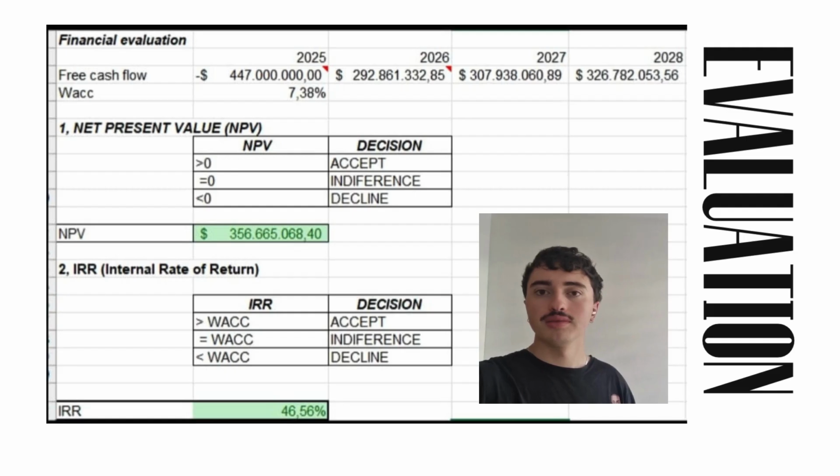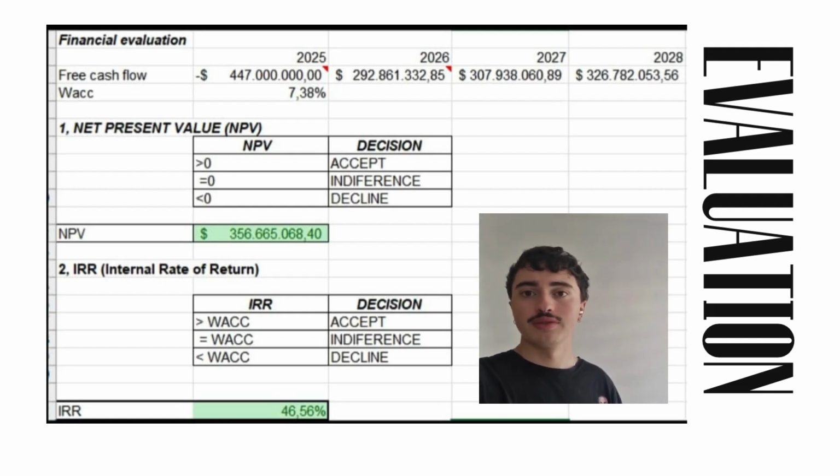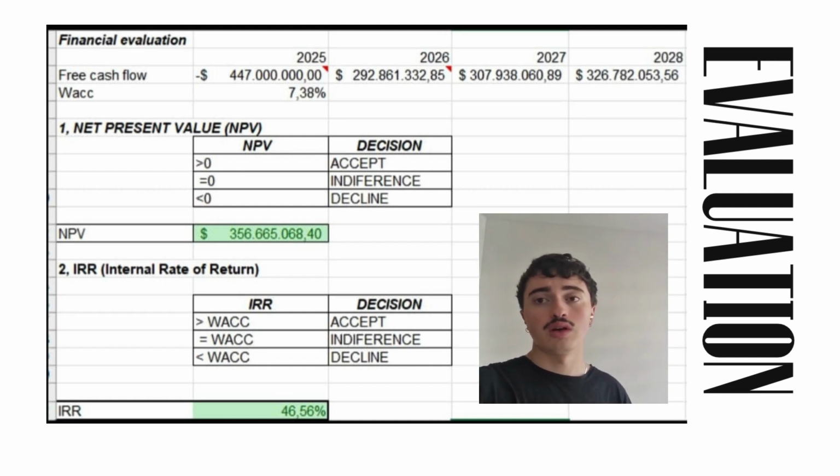The net present value is 356 million. It's far above our financial requirements, but also highly attractive for the investors.